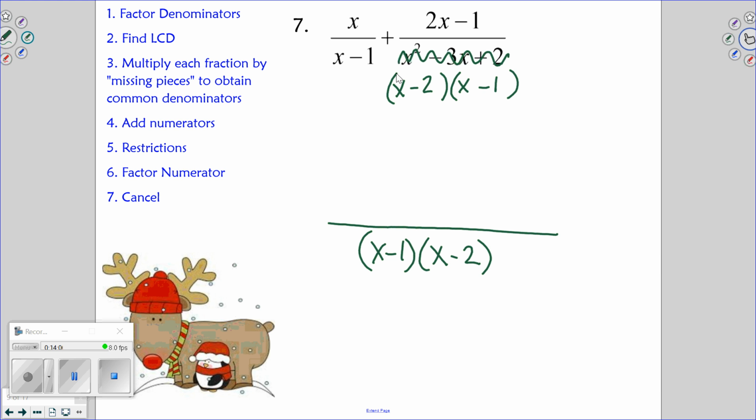Step 3, multiply each fraction by the missing piece. Okay, what is this denominator missing to make it look like this? The x minus 2. Right, so now my bottom would look the same. So that means I need one at the top, x minus 2. And you're going to have to distribute that, and what would you get?